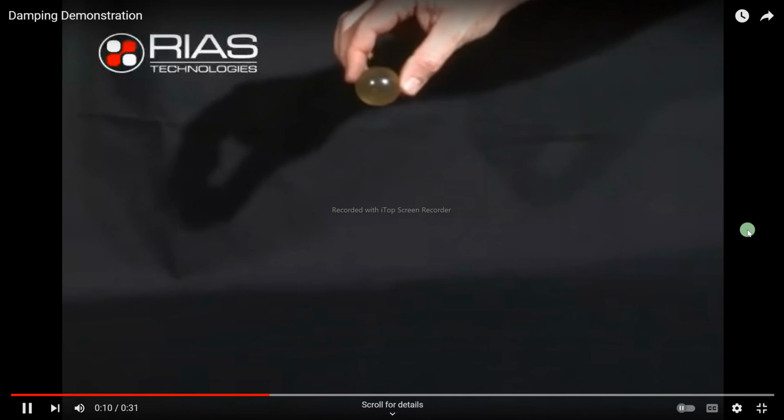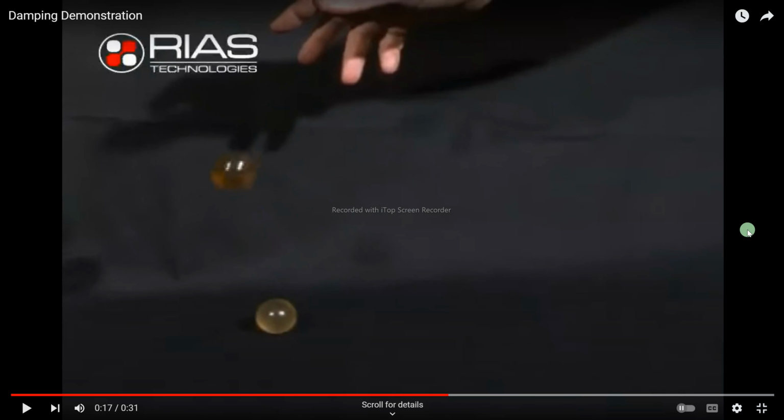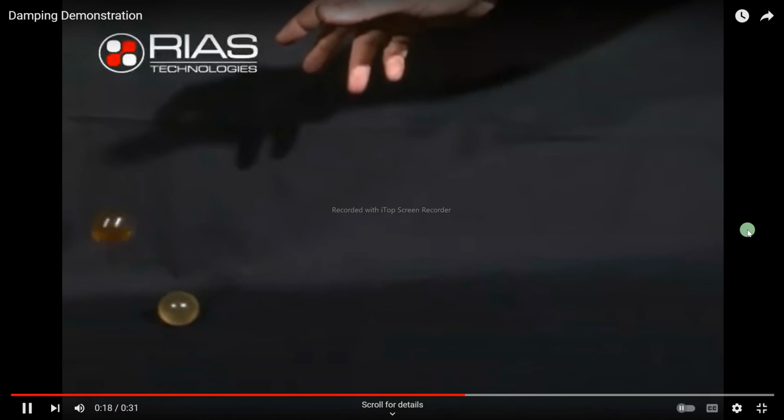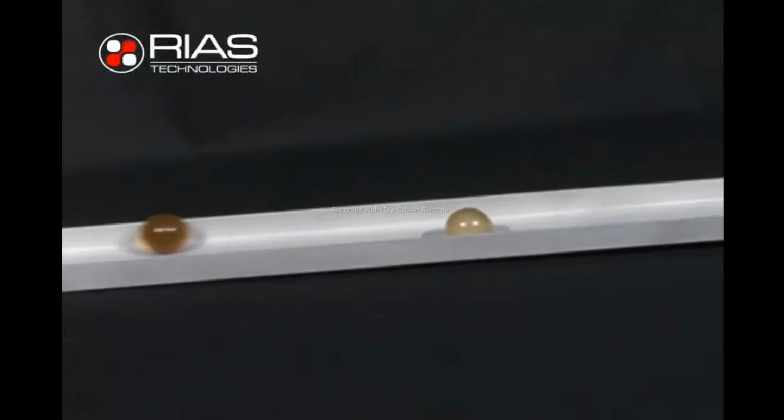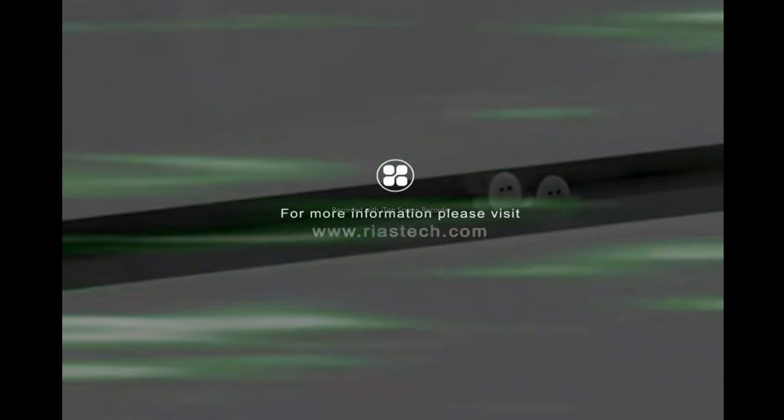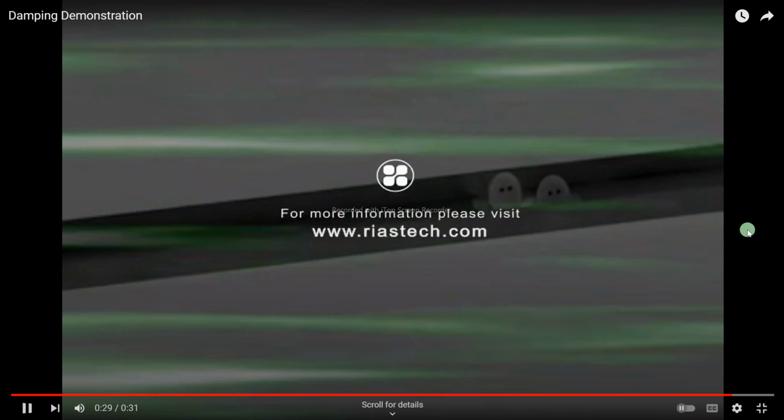Now there is a second ball that bounced only a little and then stopped bouncing. So that second ball has a larger damping coefficient compared to the first ball. If the material has damping, it absorbs the energy and goes back to its original position in a shorter period of time.